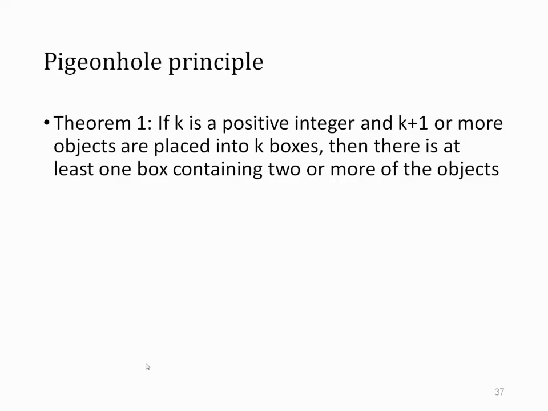For example, if you place the birthdays of k plus 1 or more students on the days of the year, which is around 365 days, then there will be at least one day which is the birthday of two students, right? This is what is called the pigeonhole principle.